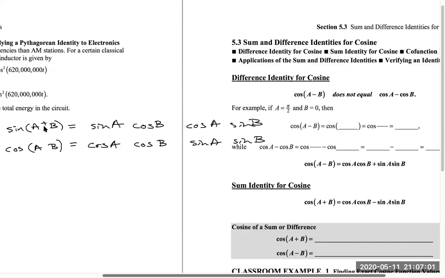Put your plus, minus, and then sine, same signs, plus, minus. Cosine, opposite signs. Let me save that, and then because I kind of threw a lot at you right there, let me pause my recording and check in.